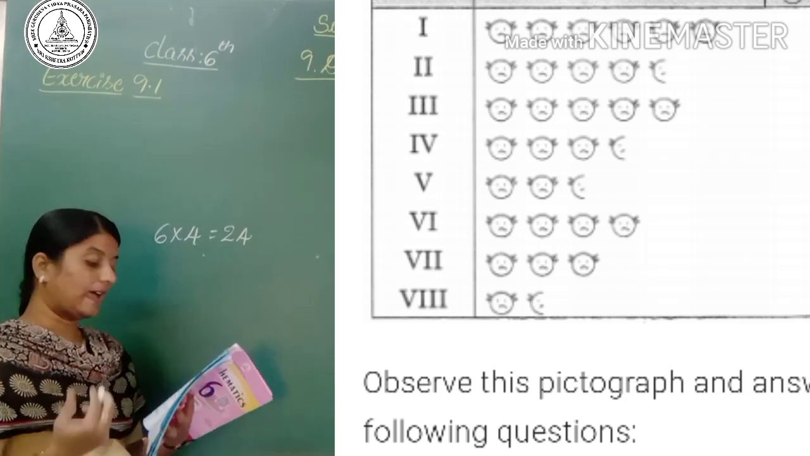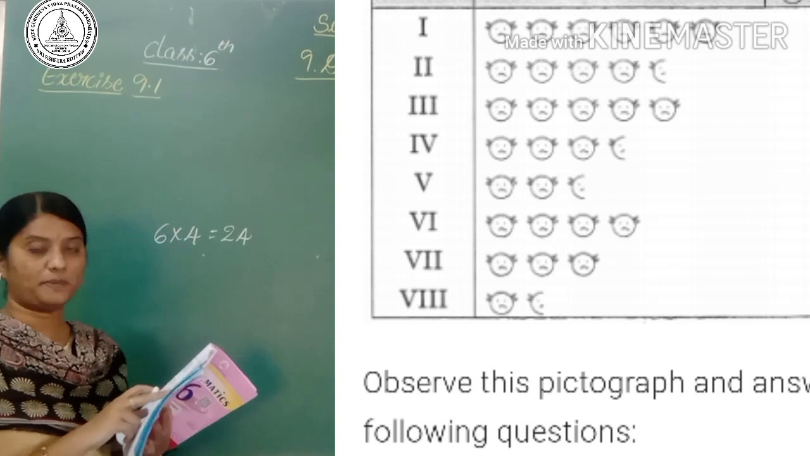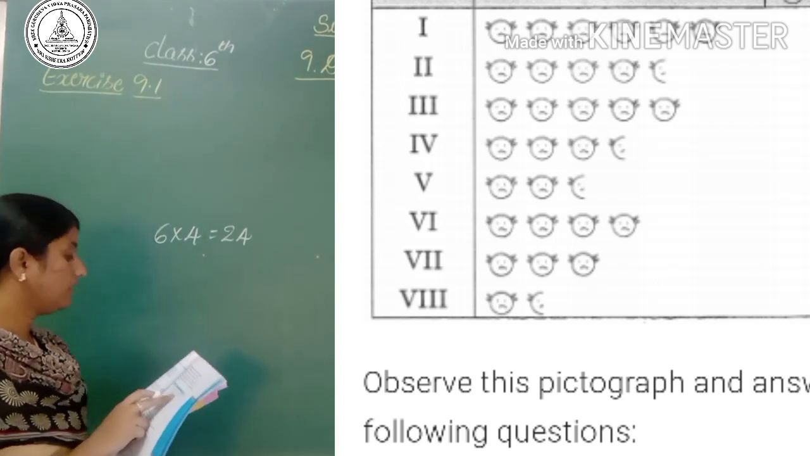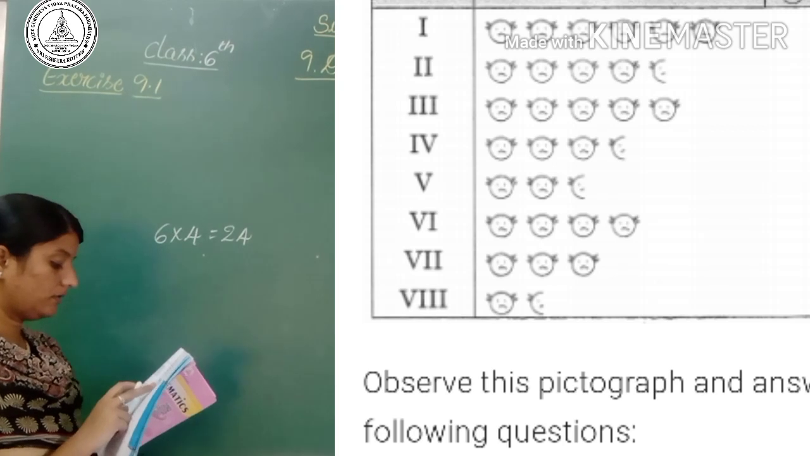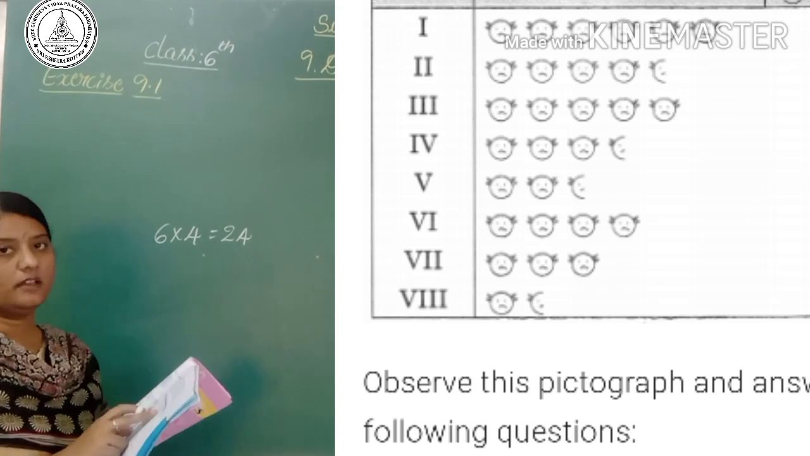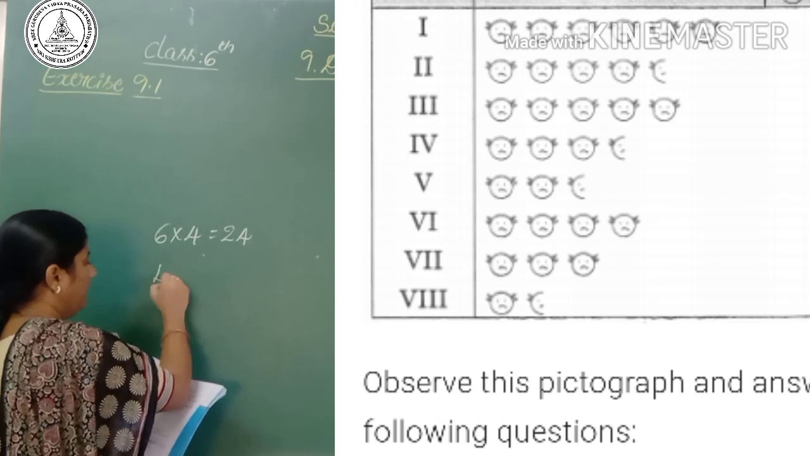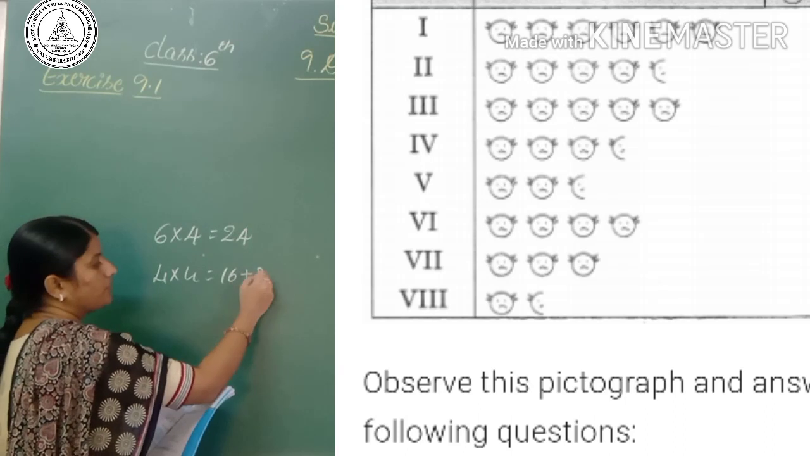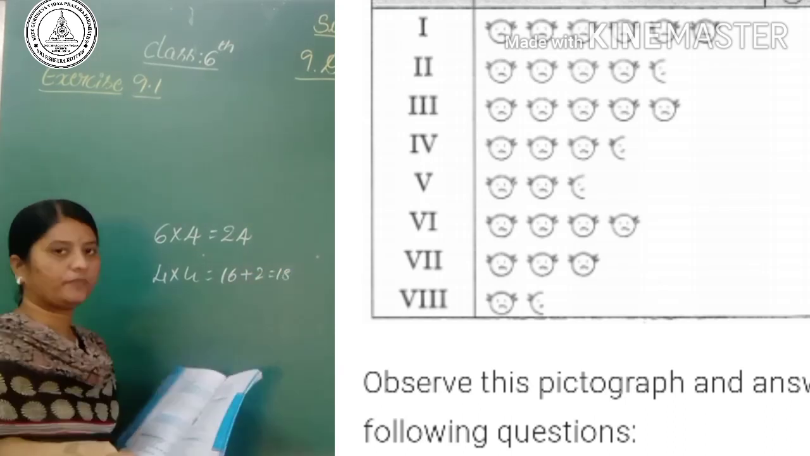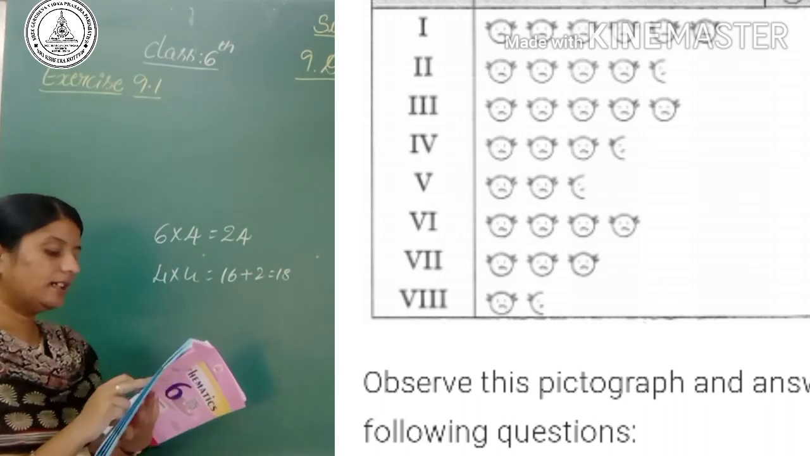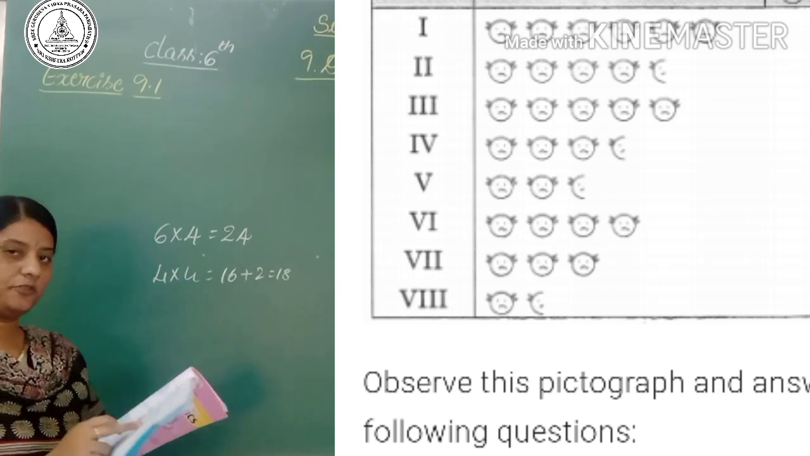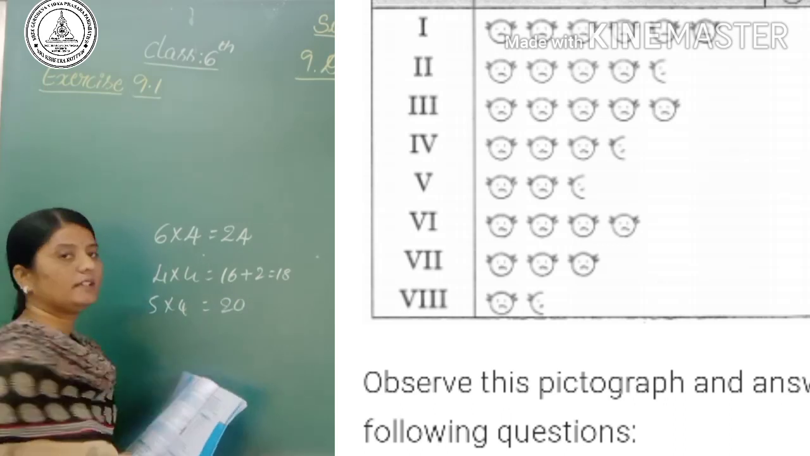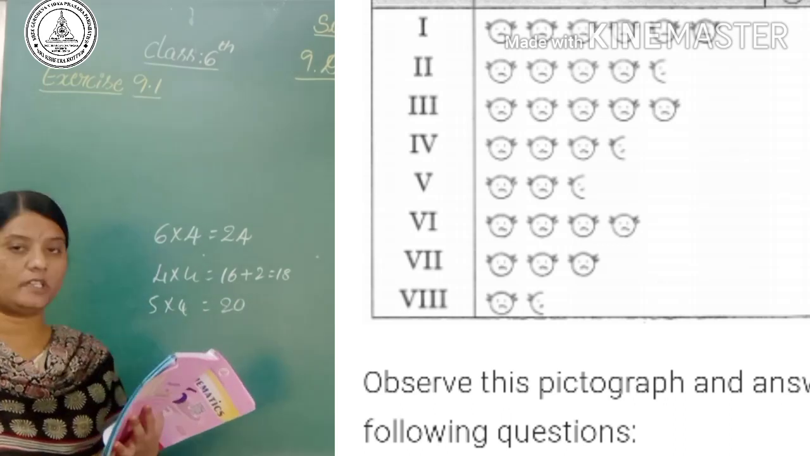In the second class there are 4 full pictures and 1 half picture. So 4 fours are 16. There is a half picture, plus 2, that is 18. Then in the third class there are 5 pictures. 5 fours are 20. In the third class, there are 20 girls.